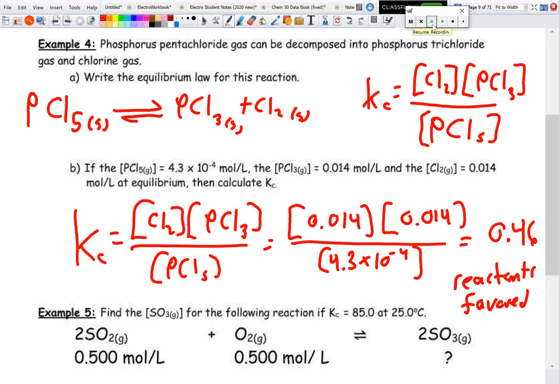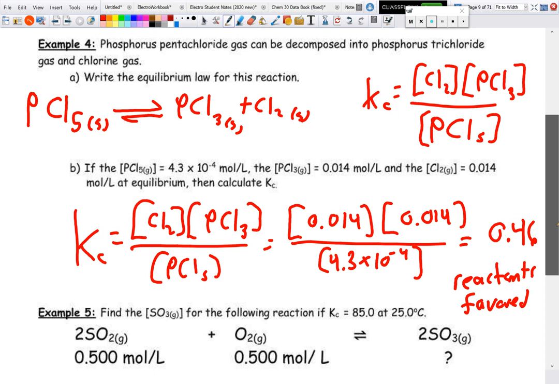And when you're done, you should get something that looks like this. So we have our reaction here, the decomposition of phosphorus pentachloride gas into phosphorus trichloride and chlorine. So we write out our equilibrium law. It's products over reactants. And then of course, when we plug in our values for chlorine gas, 0.014, phosphorus trichloride, 0.014, and over our phosphorus pentachloride, 4.3 times 10 to the power negative 4, we get an answer of 0.46, which just tells us that the reactants are favored.